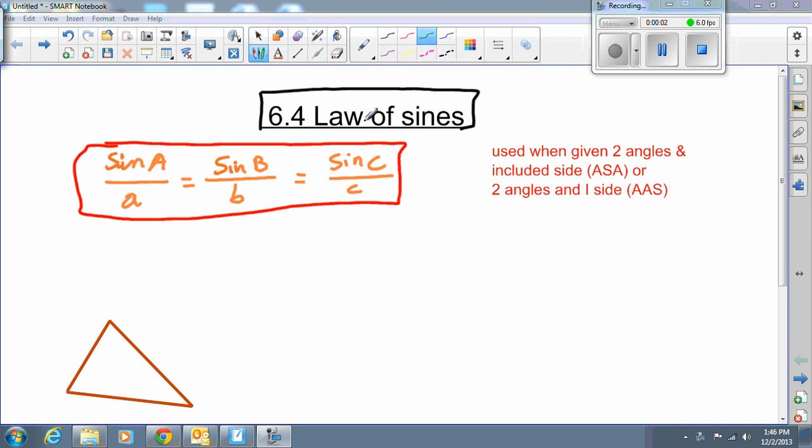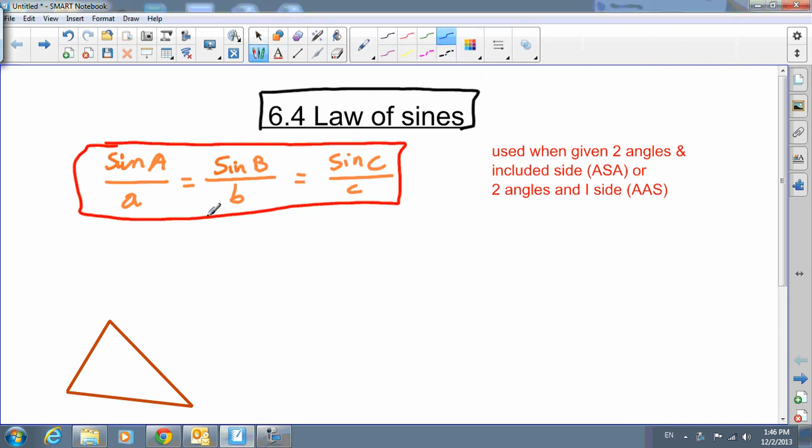Hey guys, this is our 6.4 law of sines. You have to memorize this formula: sine of A over a is equal to sine of B over b is equal to sine of C over c. These formulas are mainly used when given two angles and an included side, that's angle side angle, or two angles and one side, meaning angle angle side.